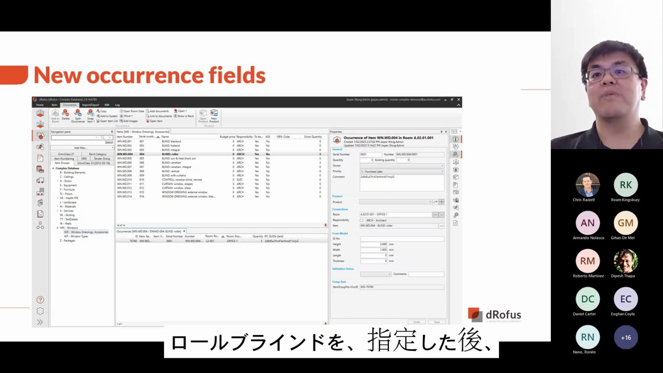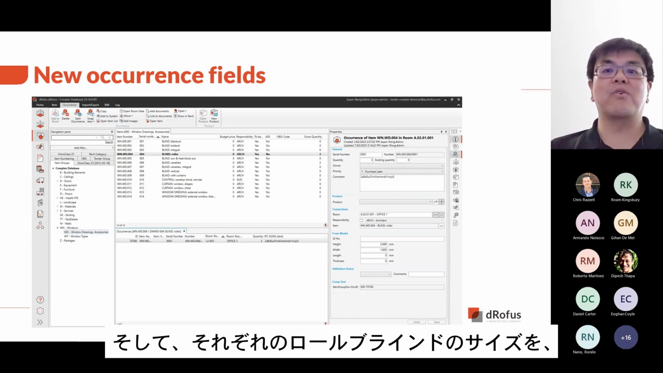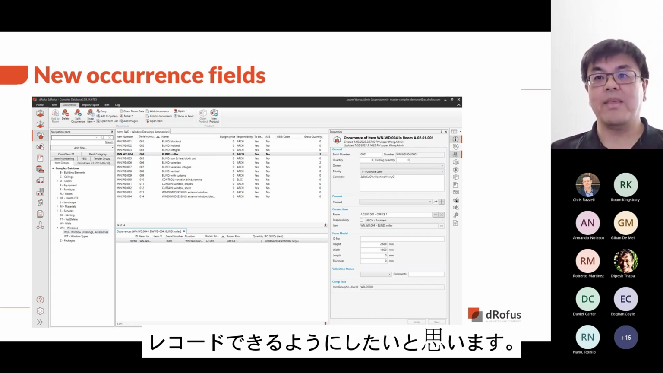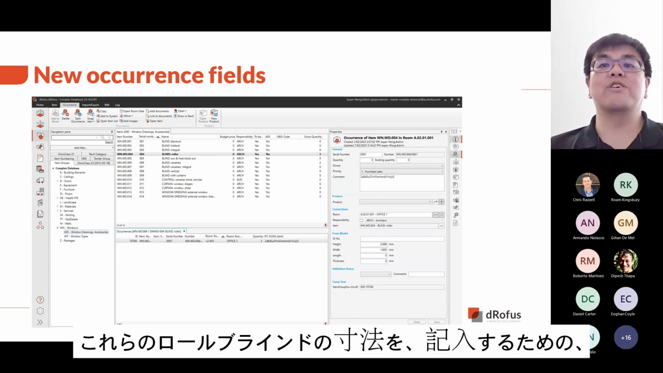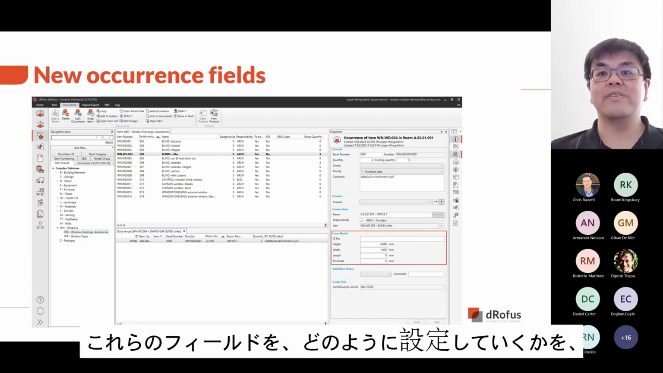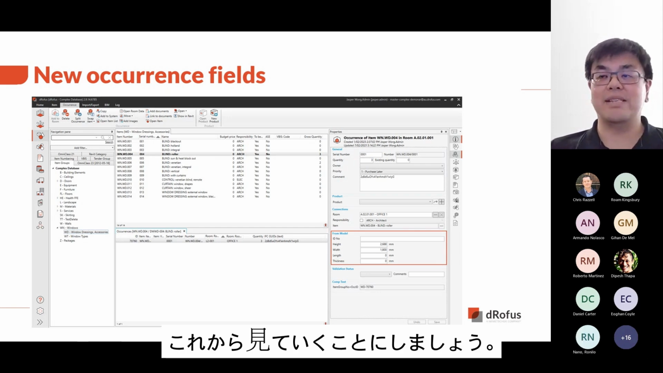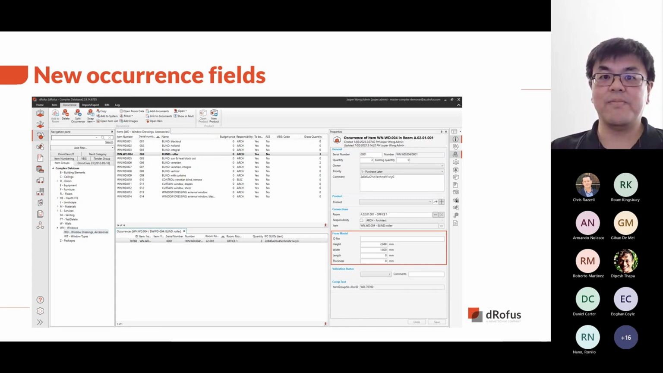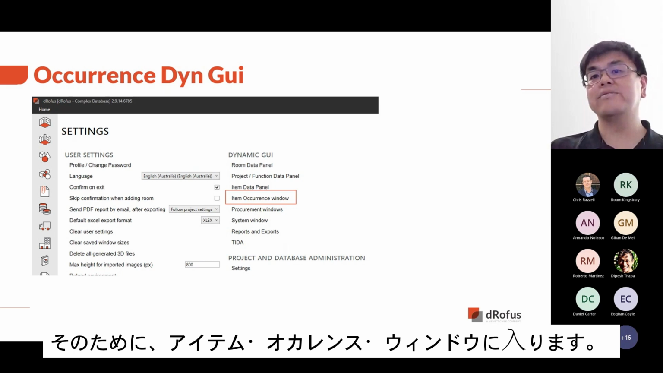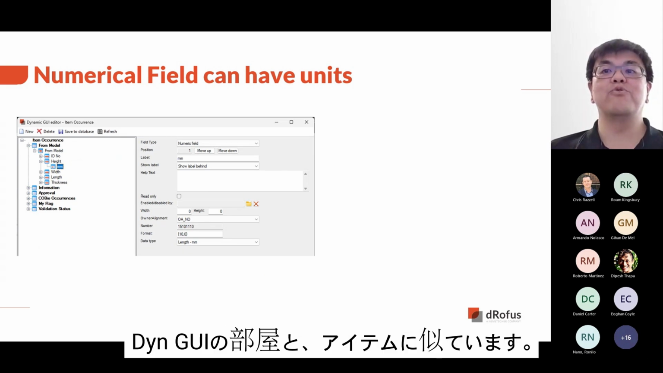After specifying the roller blinds, the team have assigned it to the office space and would like to be able to record the sizes of each roller blind. We will set up fields for the occurrence to record the dimensions of these roller blinds. For this, we'll be going into the item occurrence window. The setup for the new fields is similar to the room and items DynGUI.